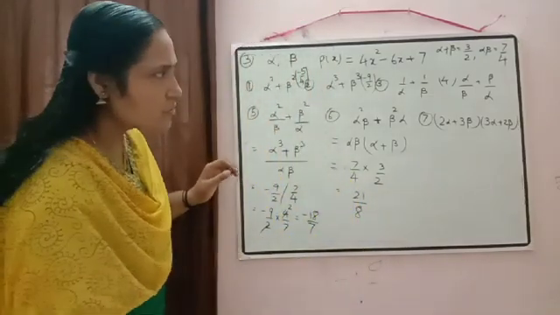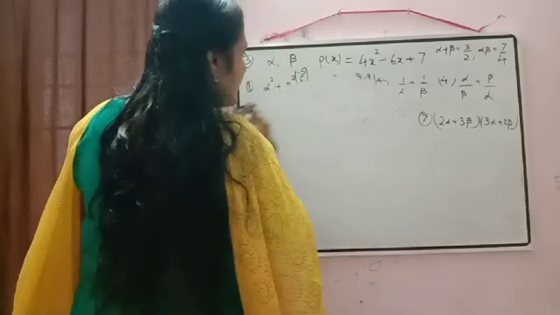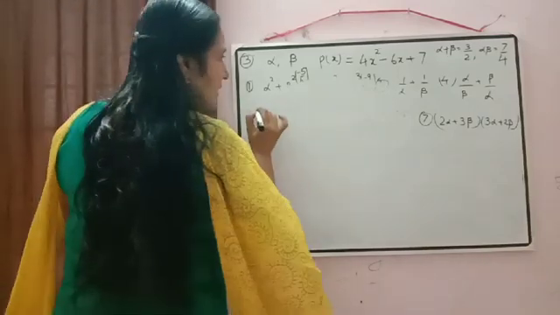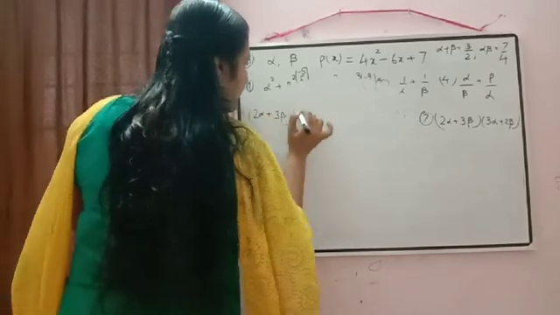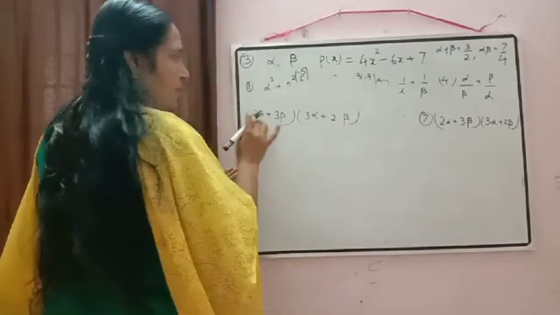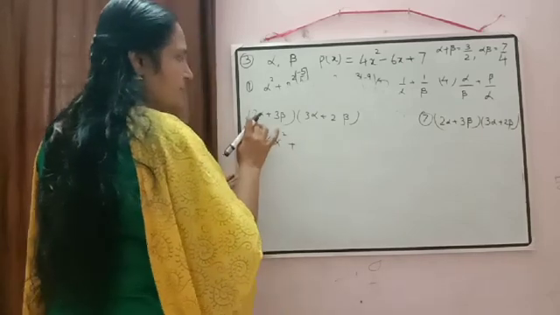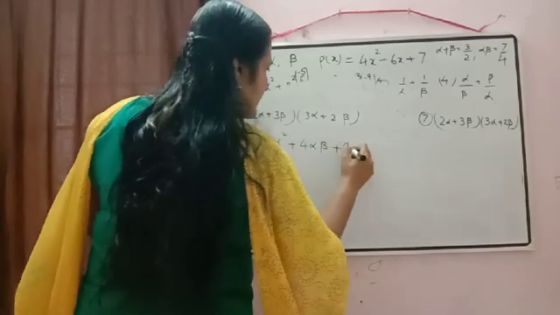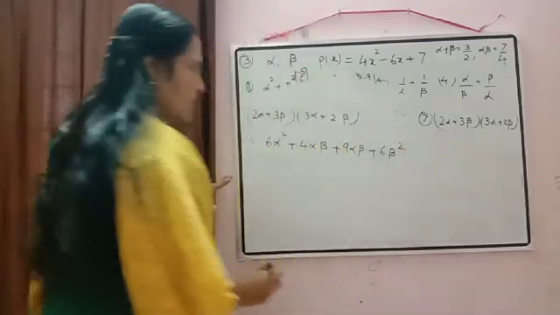Okay. Now the last one is 2 alpha plus 3 beta into 3 alpha plus 2 beta. First what we can do? Just to do the multiplication. Then after doing the multiplication, just to check what will come. 2 alpha plus 3 beta into 3 alpha plus 2 beta. 2 alpha into 3 alpha. So that will be equal to 6 alpha square plus 2 2s are 4 alpha beta plus 3 3s are 9 alpha beta plus 3 2s are 6 beta square.